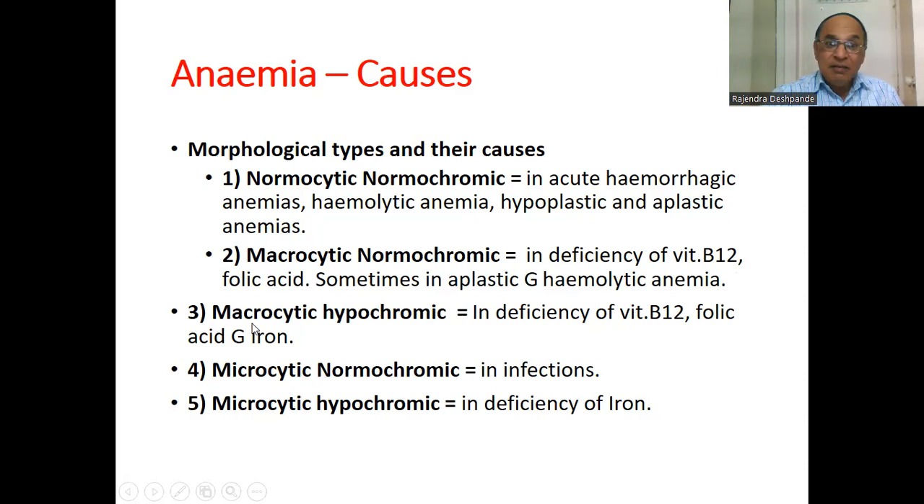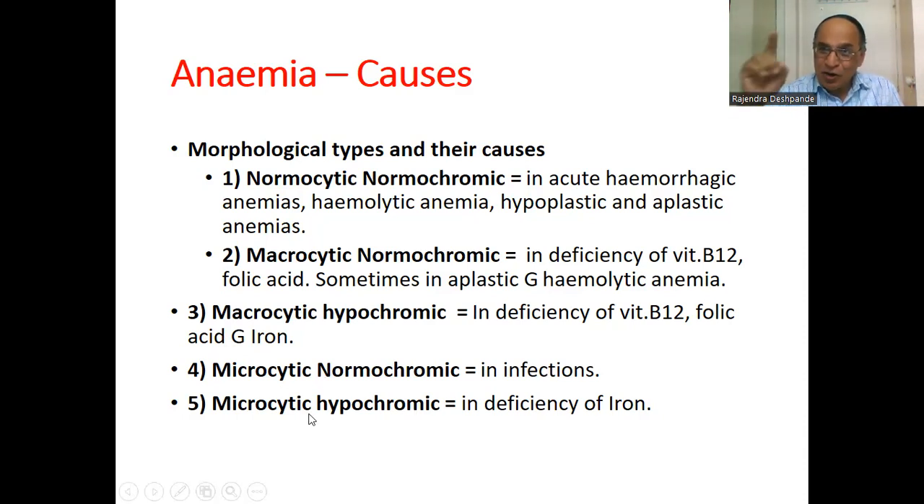Okay. Then macrocytic hypochromic, size is big and the red matter, red content, color is less, hypochromic. Chromic means color. This is in deficiency of vitamin B12, folic acid, and iron. This is a printing mistake. And then microcytic normochromic, the size is less but the color is normal. That is because of infections.